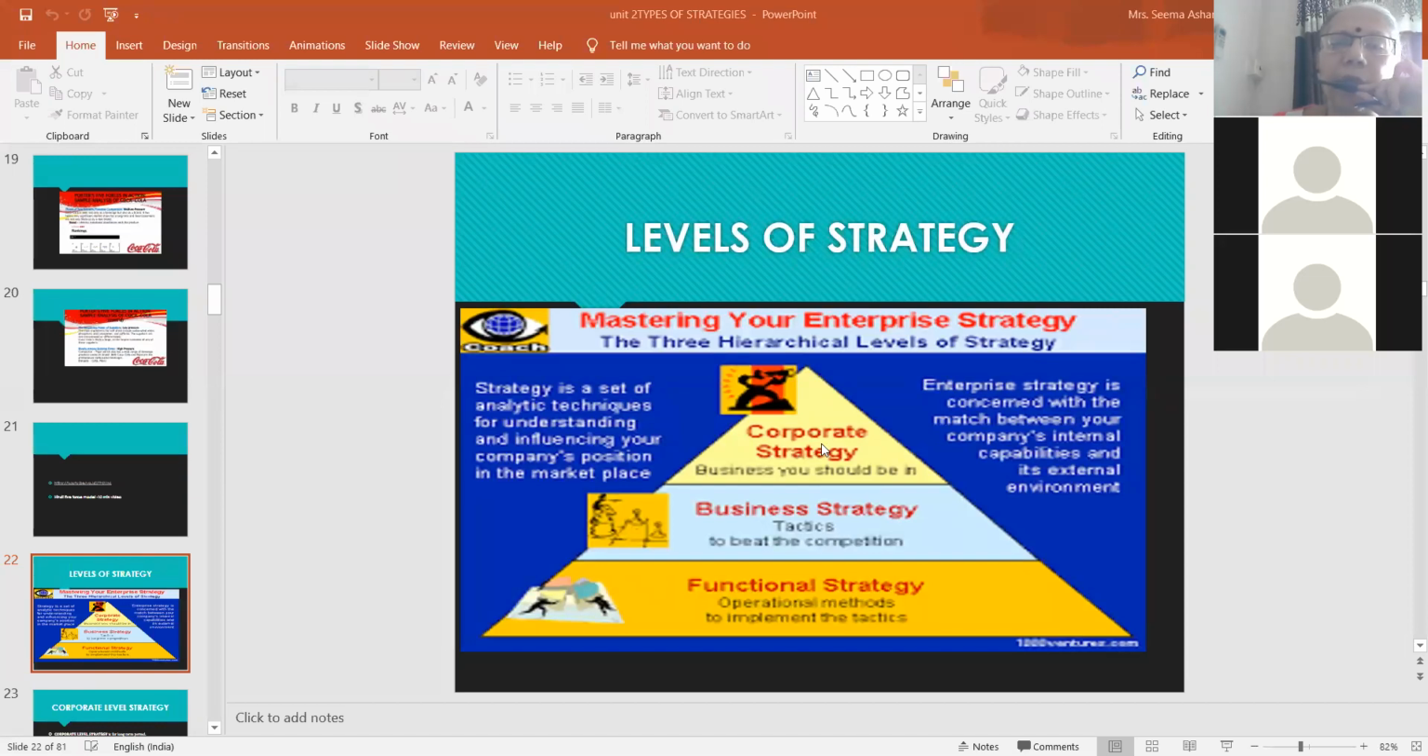Yes, because it is for the whole organization. SBU level strategies are also called as business level strategies. And the third one is functional level strategy. So let us see them one by one.